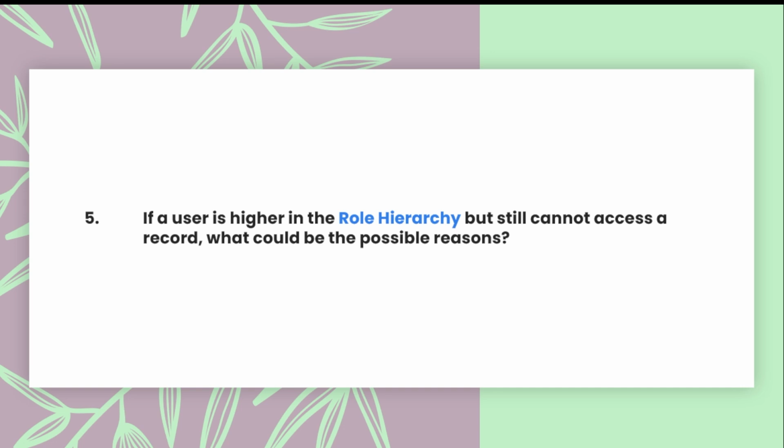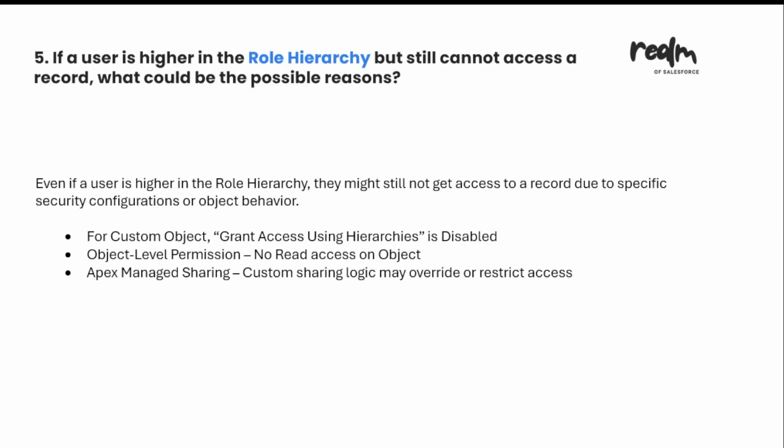If a user is higher in the role hierarchy but still cannot access a record, what could be the possible reasons? Even if a user is higher in the role hierarchy, they might not get access to a record due to specific security configuration or object behavior. So we have different reasons why it may not be visible to the user.